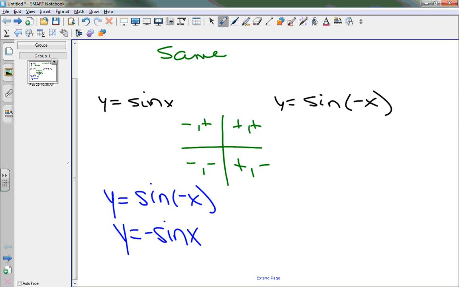Only when you're using sine. Thank you, Zach. Good job. When you are dealing with a sine function and you have a negative angle, you can simply ignore the negative angle and put the negative where? In front of the trig function.